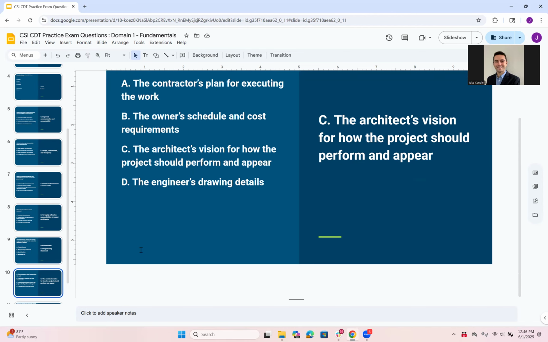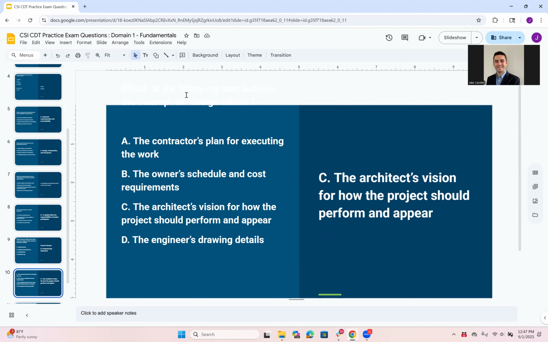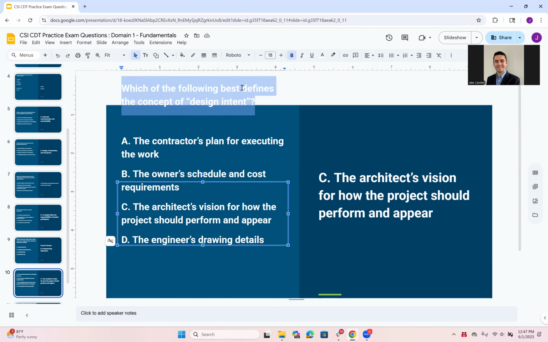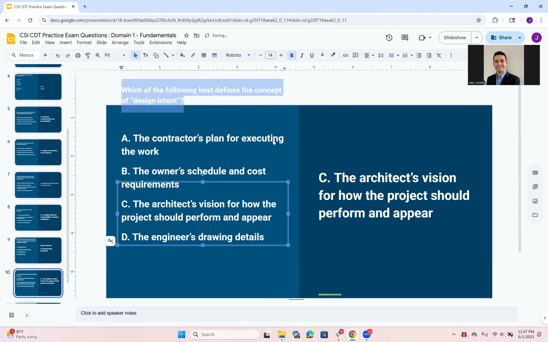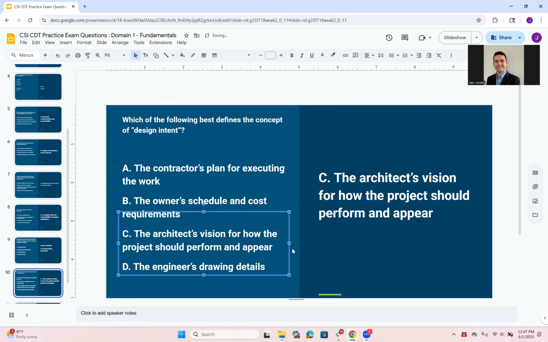The contractor's plan for executing the work. Oh, excuse me. Can't see the question here. Let's see. Make this a bit smaller. And move down here. Which of the following best defines the concept of design intent? So this would be C, the architect's vision of how the project should perform and appear.